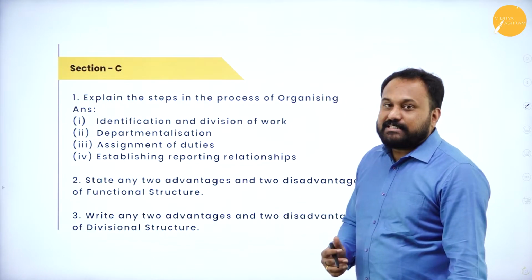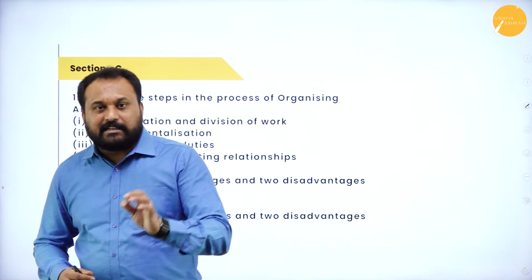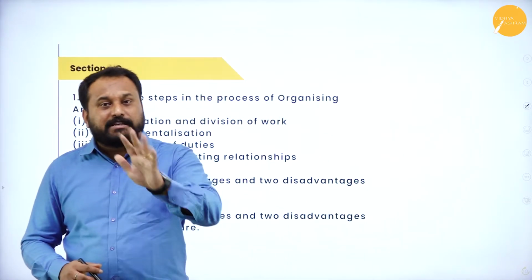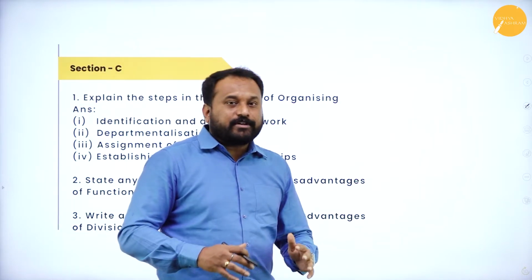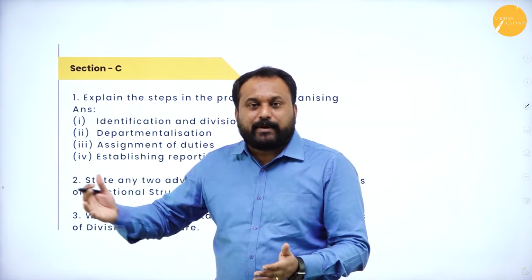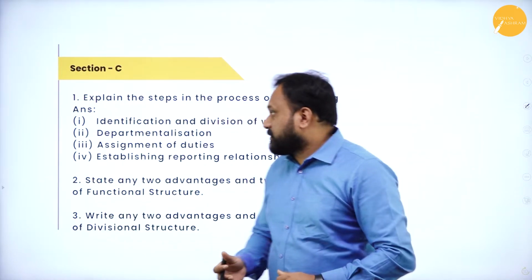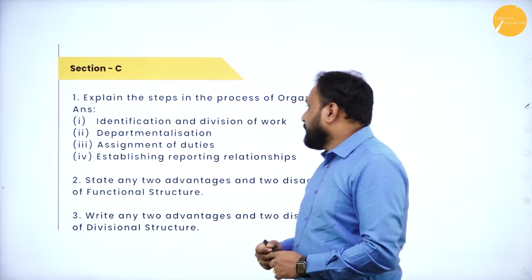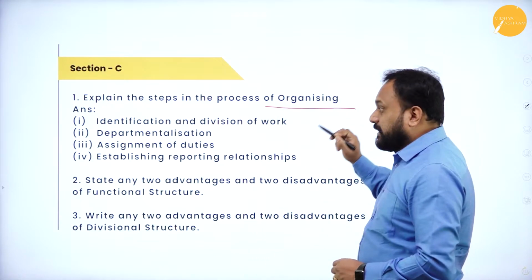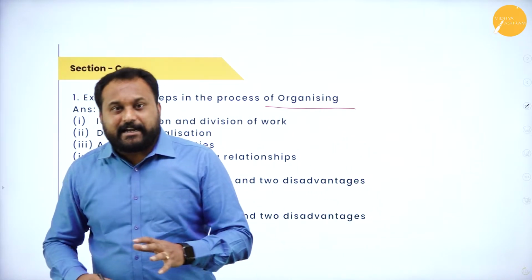Now section C is all about the 4-mark questions, where they are going to ask you to explain any 4. But I always tell my students, please don't restrict yourself. If they're asking you 4, though you have studied 6, why are you not writing 6 points? Please do write 6 points. So, explain the steps in the process of organizing. Whenever you get a question on the process of organizing, please do write a flow chart.